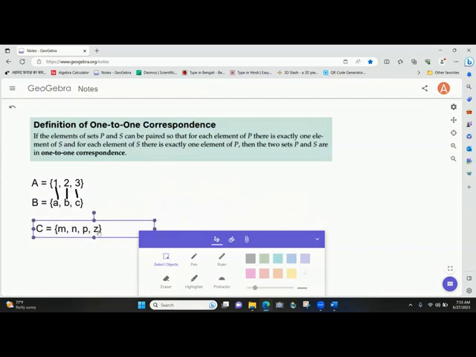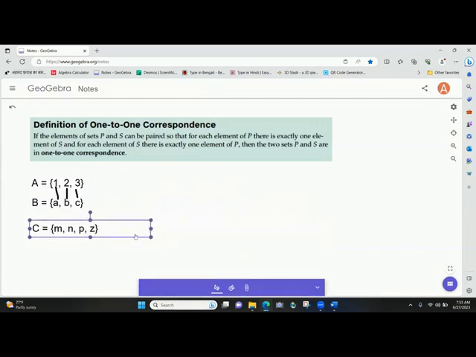Okay, set C, the elements of set C is more than the elements of set A and B. So A and B do have one-to-one correspondence, but A and C don't have a one-to-one correspondence. B and C don't have a one-to-one correspondence. Another thing, if you can pair up the elements and everything is exhausted, all the elements of both sets are paired out, you say they have a one-to-one correspondence.